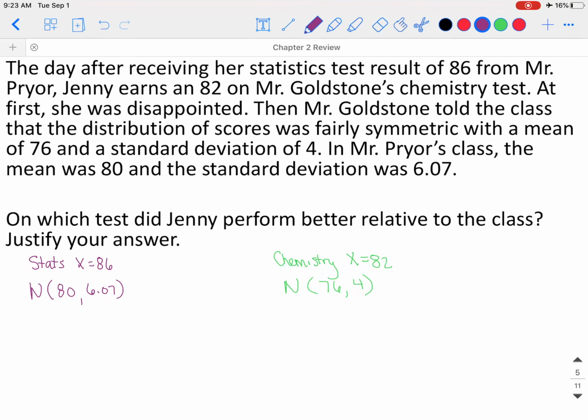To determine this, we are going to need to find the z-score for both. We need to standardize these scores so we can compare them. On the stats test, our x value is 86, our mean is 80, and our standard deviation is 6.07. That's going to give us a z-score of 0.988. On the chemistry test, our x value is 82, our mean is 76, and our standard deviation is 4, and that's going to give us a z value of 1.5. So relative to the rest of the class, Jenny actually did better on her chemistry test than on the statistics test.